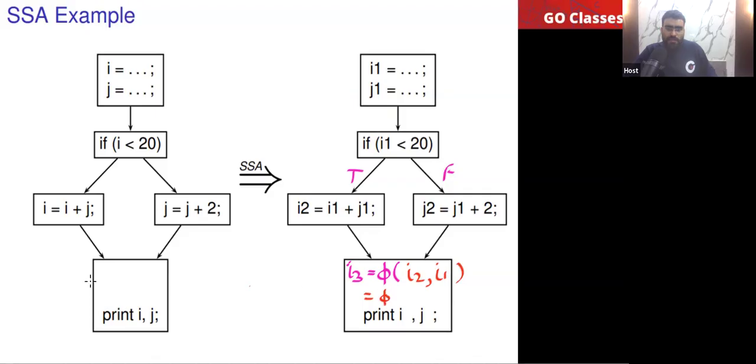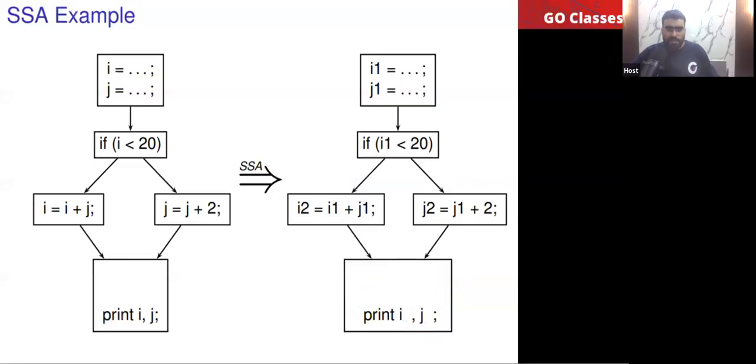Similarly, for J, if I come from this side, then I will print J1, and if I come from this side, then I will put J2. And just create J3. So finally, you can say I3, J3. This solution understood? Is this clear?